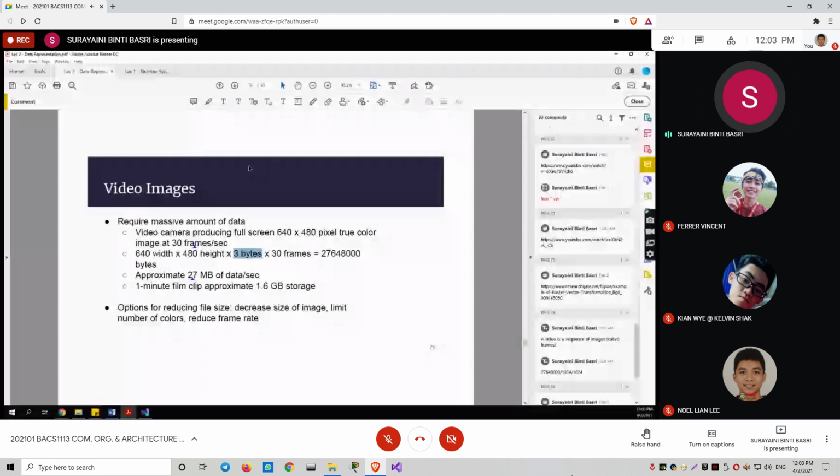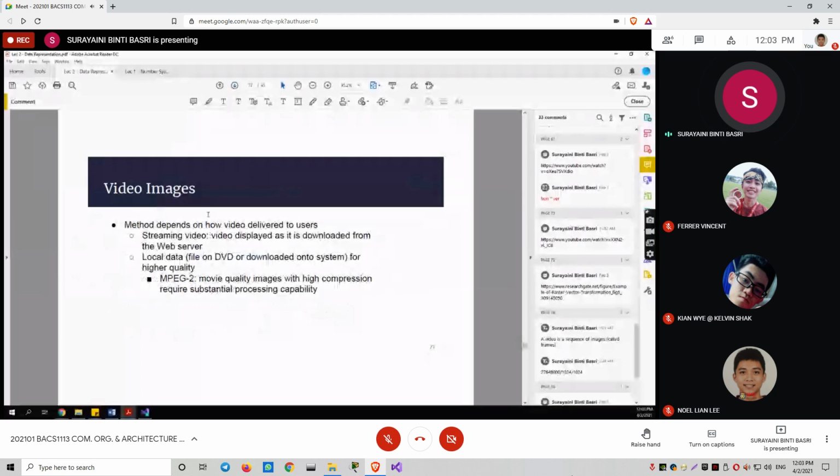Okay, so for the methods by which video can be delivered to users, there are 2. The first is streaming video, meaning the video is displayed as it is downloaded from the web server, so you watch it while the video is downloaded into your computer. Another method is local data. Either you have its file, maybe you transfer it using a pen drive, or you buy a DVD, or you download it into your system and then you watch it.